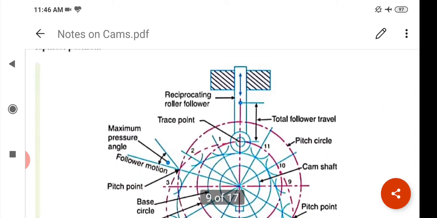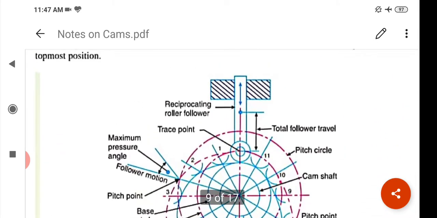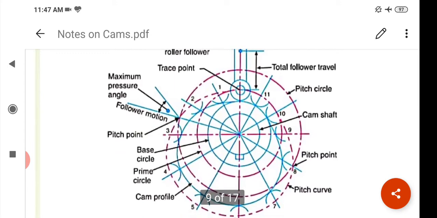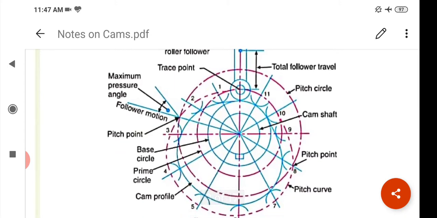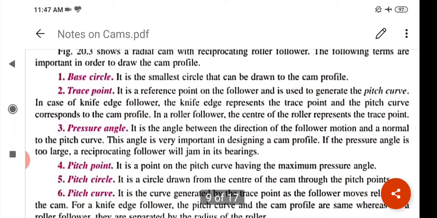Now what are these different terms? We will be seeing them in this diagram. Here you can see a cam and follower type of arrangement. You can see there are various terms like the pitch circle, camshaft, pitch point, pitch curve, cam profile, prime circle, base circle, pitch point again, maximum pressure angle, trace point and so on. Now we will be seeing what these different terms are.